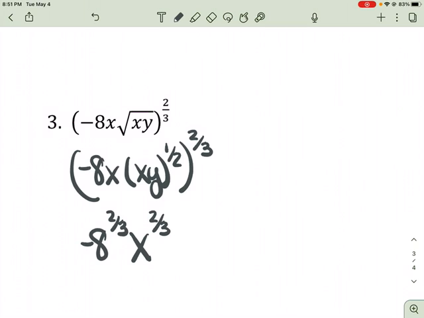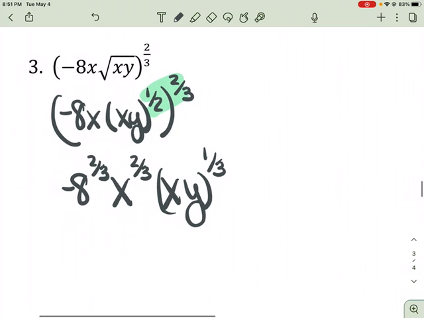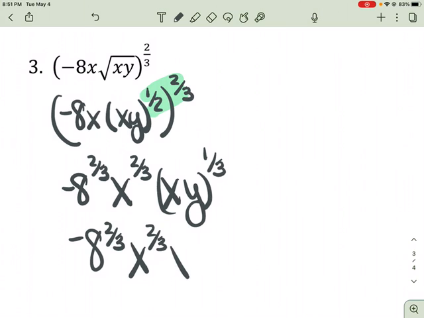All right, and then I'm going to take these two and multiply them together. So that's xy to the 1/3. Let's do it this way: to the 1/3, and then I'm going to give everybody a 1/3. 8 to the 2/3, x to the 2/3, x to the 1/3, y to the 1/3.